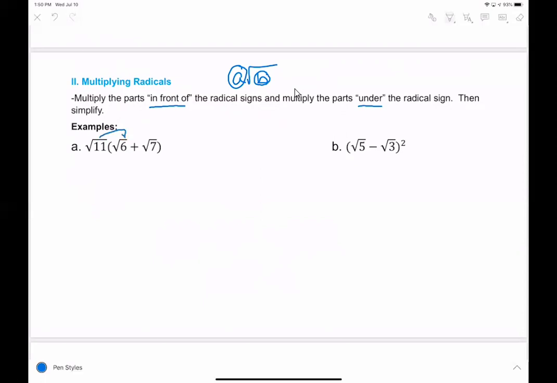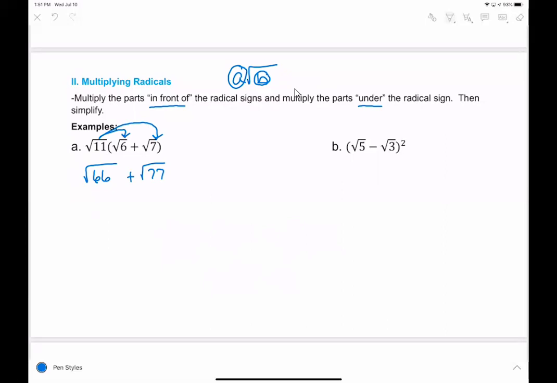And we're going to distribute. Notice the 11 and the 6 are under, so we can multiply 11 and 6 together, which would give us the square root of 66. And then we can do the same thing for this last term here. 11 times 7 would give us the square root of 77. Now, I know just by looking at that those two numbers are simplified because they contain no perfect square factors other than 1.